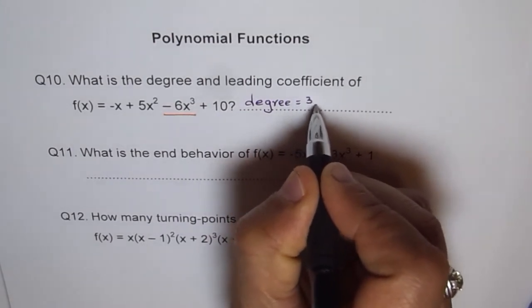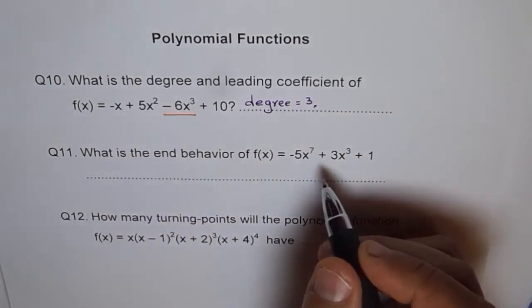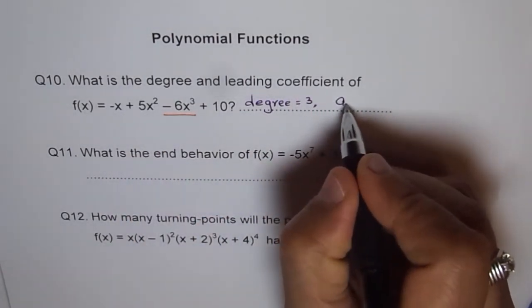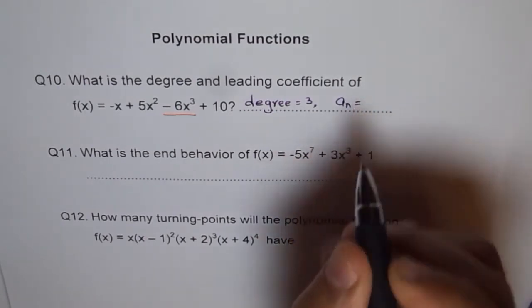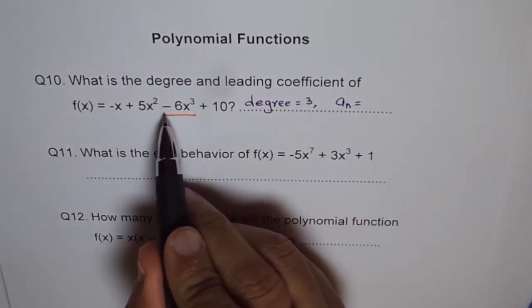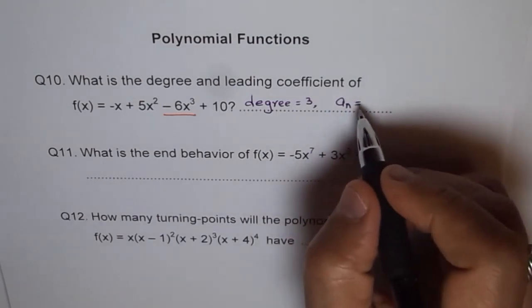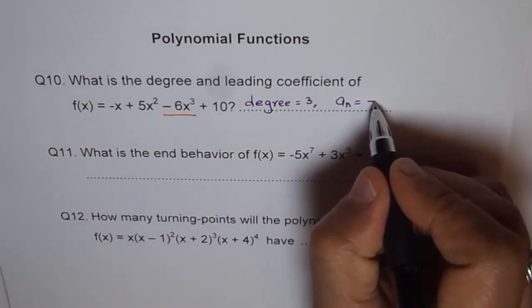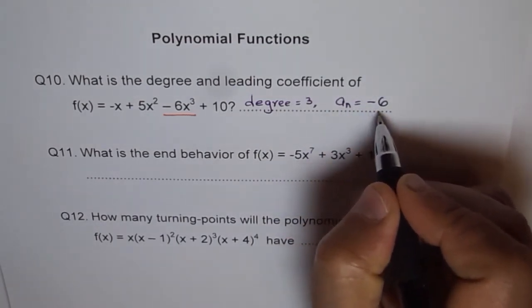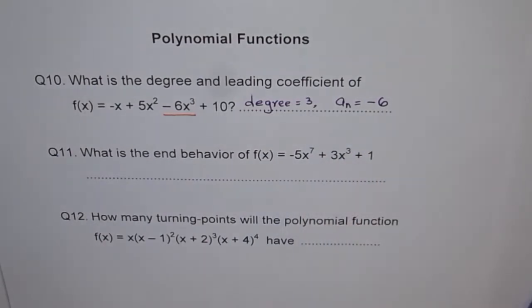So we say degree equals to 3. And what is the leading coefficient? Let me write an for leading coefficient. Leading coefficient is, don't forget to write minus. Okay, leading coefficient is not just 6, it is minus 6. Otherwise it is wrong. Correct?